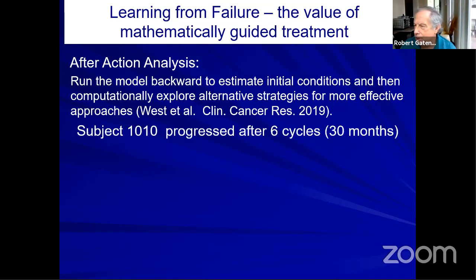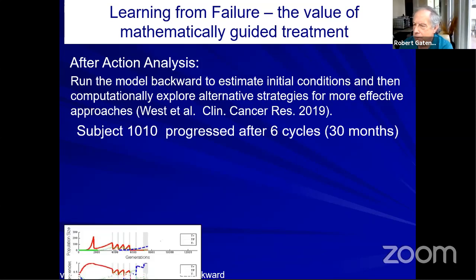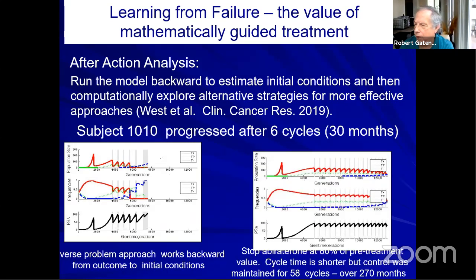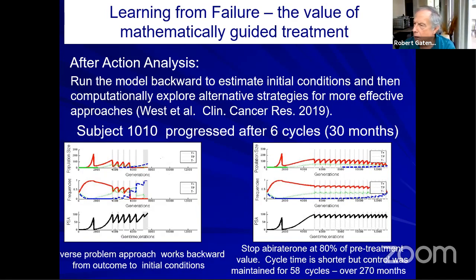And so this is an example of a patient who progressed after 6 cycles or 30 months, which is quite a good response. This is what we saw. We've recapitulated now the clinical observations with the model so that we understand what the initial conditions were. And then we went forward, and this is a very simple change. Suppose instead of waiting until the PSA dropped to 50% of pretreatment value, we just waited until it dropped to 80%. So now we have a smaller decline.